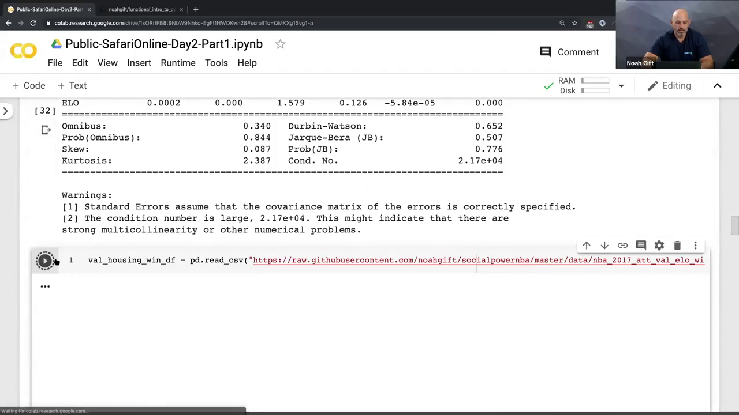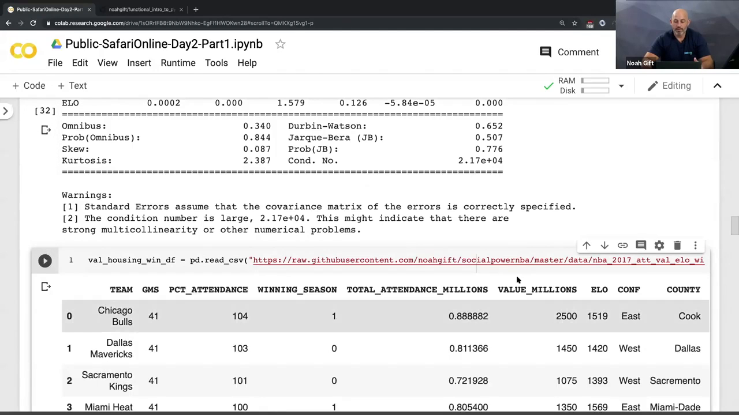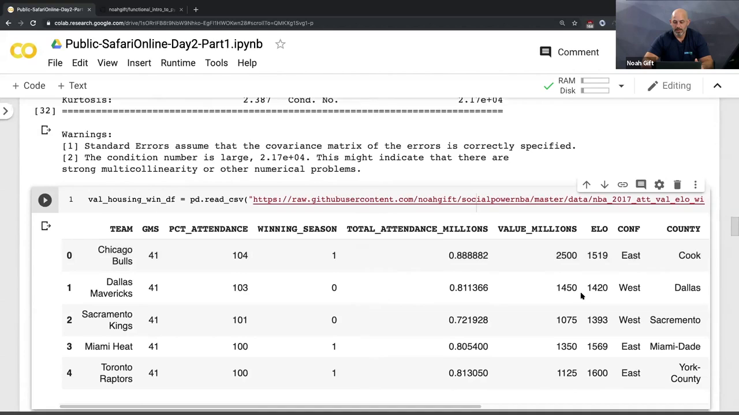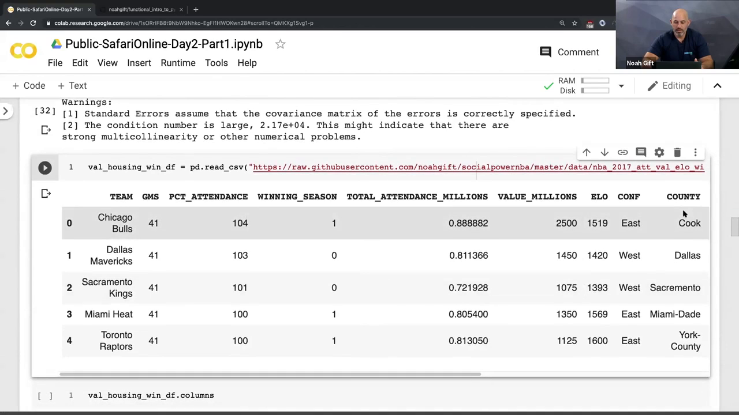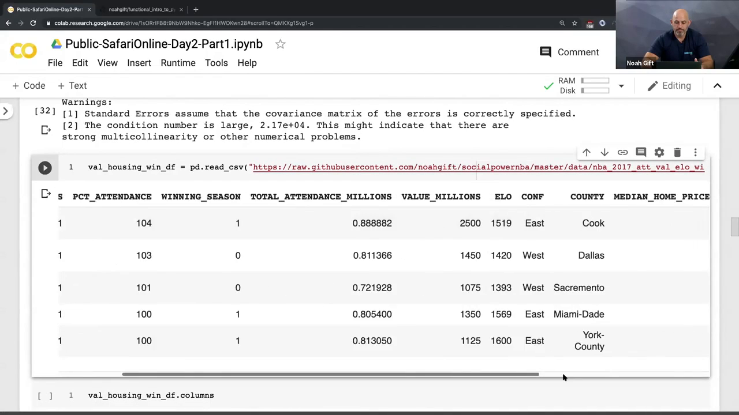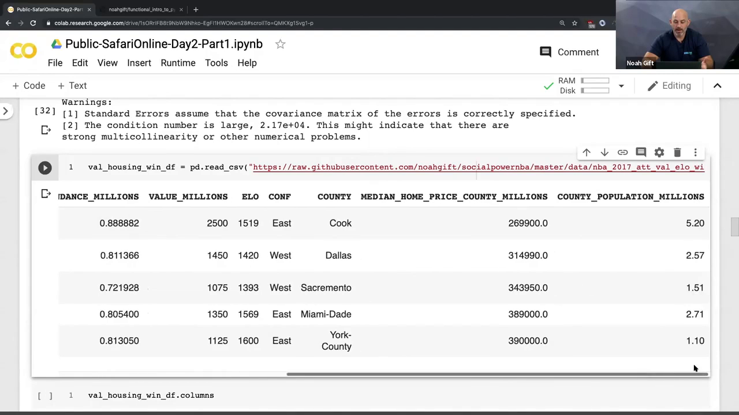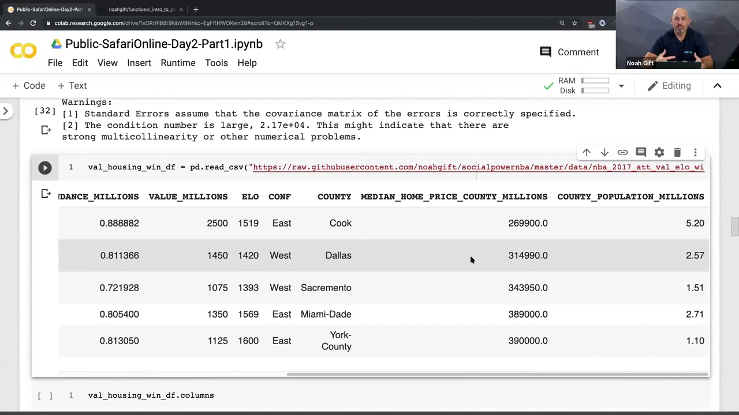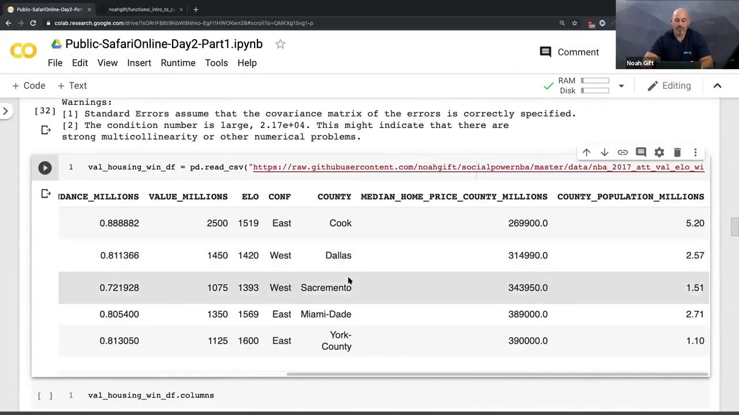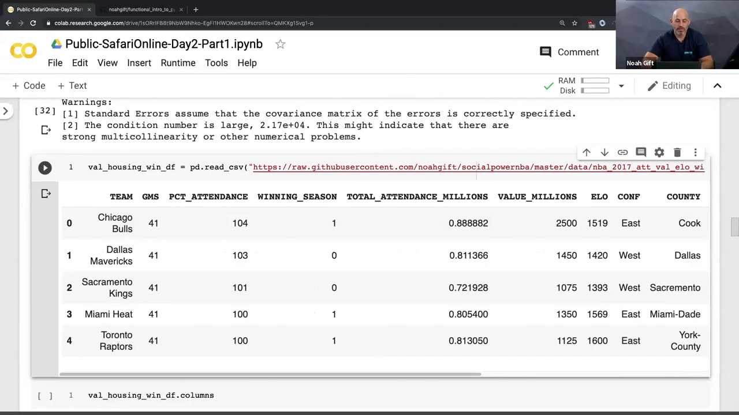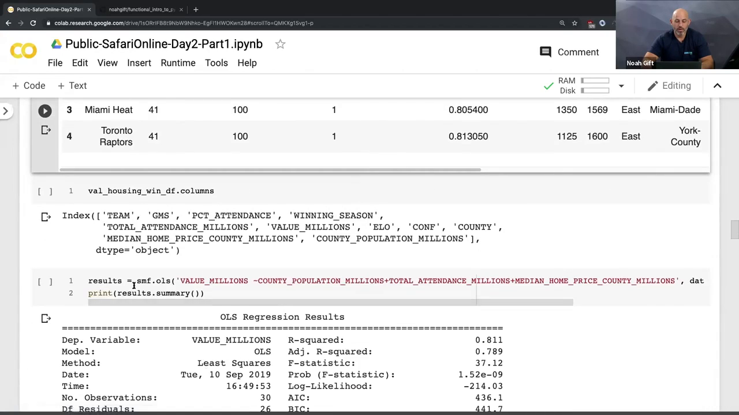And so what I do here is I start to grab some housing data. I have the county that a team is in here. I have the median home price. I also have the county population. And so let's see if there's something other than basketball, right? We're looking at basketball metrics. Is there maybe a societal issue that could play into what a team is worth?